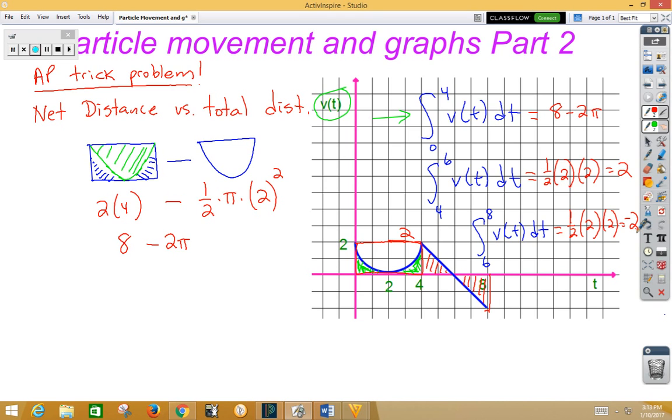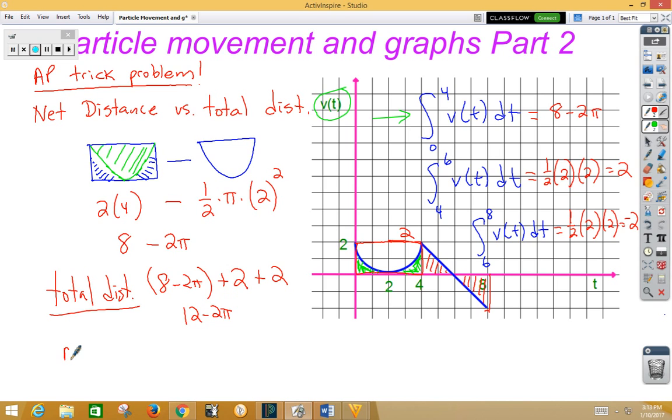So if I want total distance, remember, for total distance we have to take the absolute value. So I've got 8 minus 2 pi as my first piece. I've got a positive 2 for the triangle above the axis, and then I need to make that third triangle also positive because it's below the x-axis. If I combine like terms, I would get 8 plus 2 plus 2 is 12 minus 2 pi.